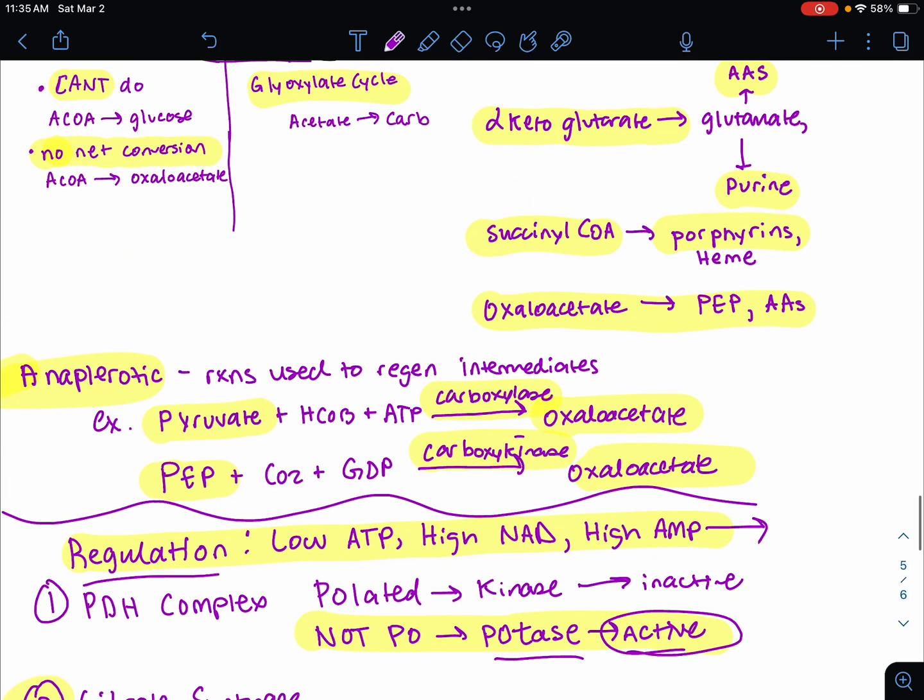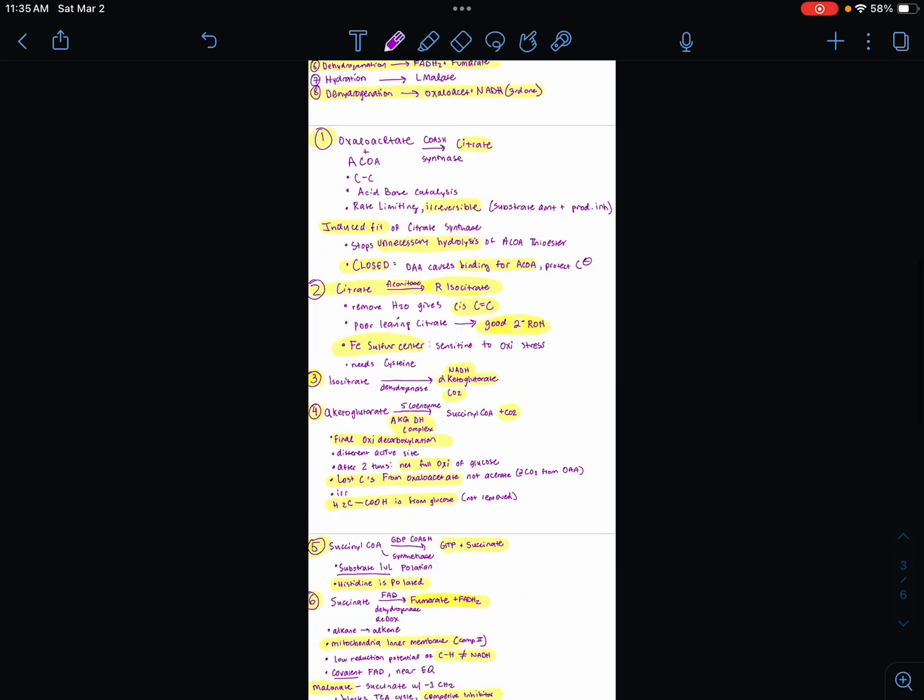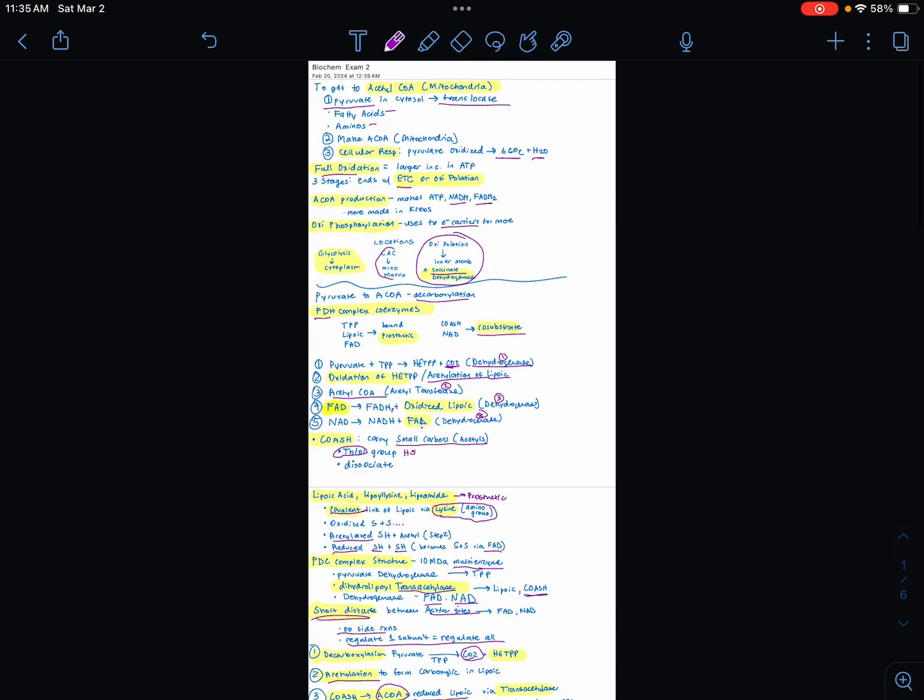All right, so that was a little bit of regulation on that, and we also covered all the steps briefly and the other extra lecture notes on it.